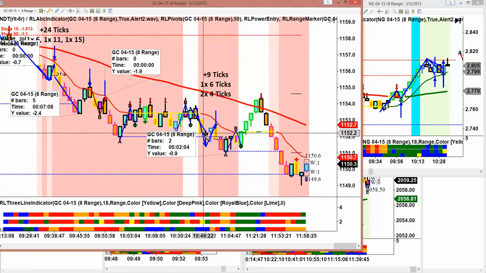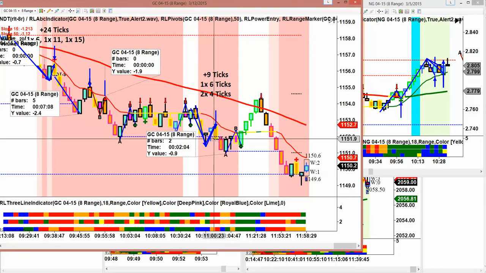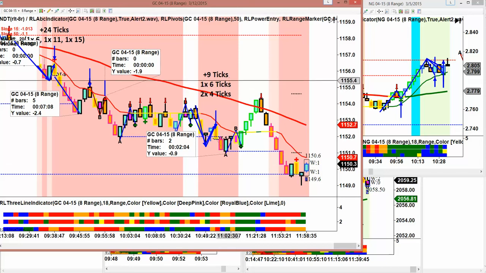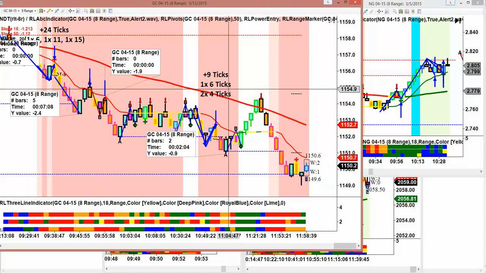Then we had the break, the retracement. Now this was into a pivot, but this was so tight to the pivot, I really thought that gold was going to crack through. It did. It went 9 ticks. Our first target was 6. I took 2 off at 4. And we had our second winner on gold.